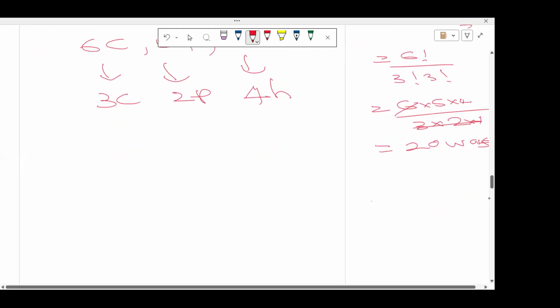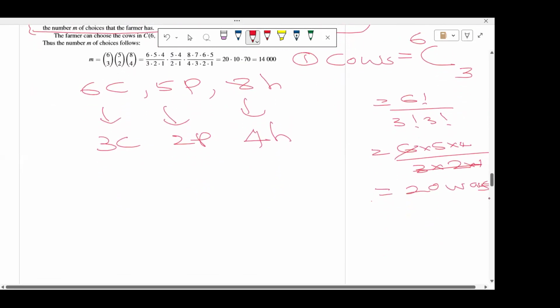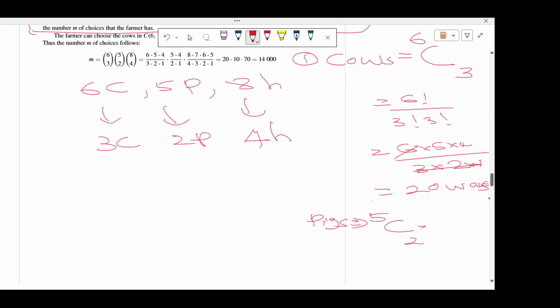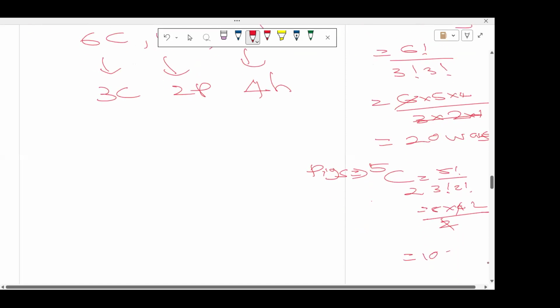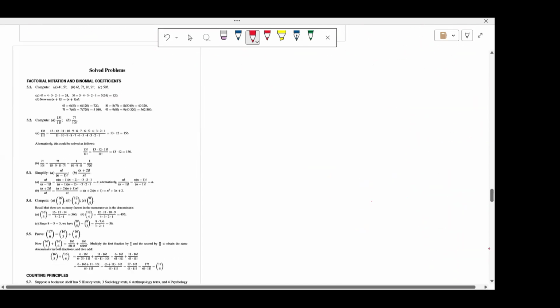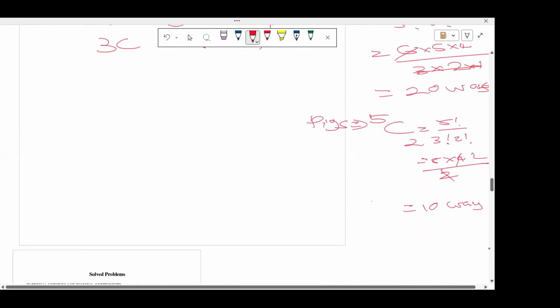Now the next thing, we need to find out how many possible ways we can select the pigs. Altogether we have 5 pigs. From these 5 pigs, we need to select 2 pigs, right? So 5C2, which is 5 factorial over 3 factorial into 2 factorial. So 5 into 4 into 3 factorial, divided by 3 factorial into 2 factorial, which is 2. So then there are 10 ways we can select the pigs, right?